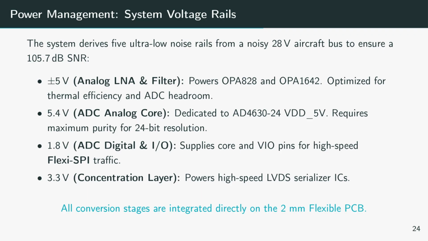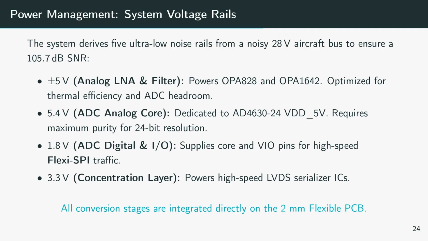Moving on to power management, we need to generate 5 different clean voltages from a very noisy 28-volt aircraft battery. We have plus and minus 5 volts for the amplifiers, 5.4 volts for the ADC core, and lower voltages for the digital parts. To keep the SNR of the ADC, these voltages must be extremely pure.